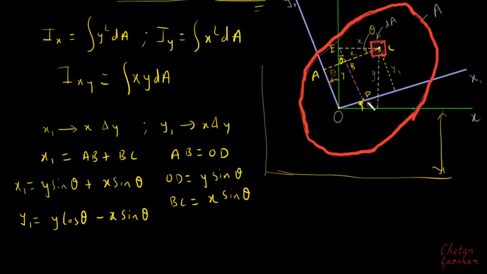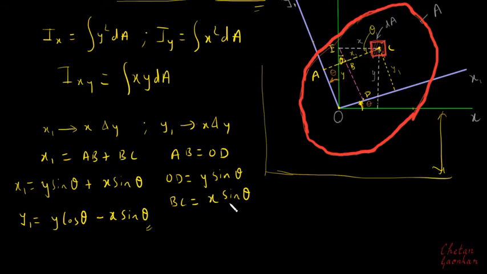OA, which is equal to BD, which is equal to ED minus BD, and this DE is nothing but y cos of theta, and then this EB is x sine of theta. This BD will be this minus this, that is y cos of theta minus x sine of theta. So this y1 we get as y cos of theta minus x sine of theta.